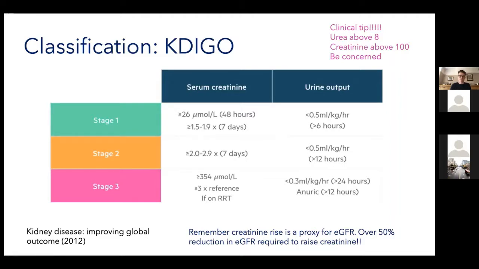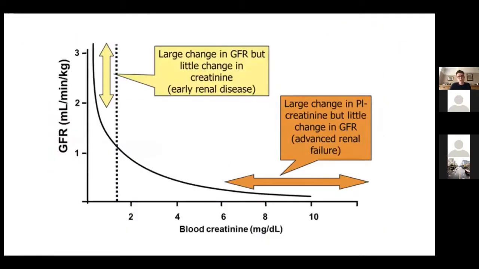In terms of creatinine, creatinine is a proxy for glomerular filtration rate. And it's important to remember you actually get a 50% reduction in eGFR before you see that rise in creatinine. So you're getting huge loss of renal function before you actually see any change in the creatinine. So just to emphasize that point, you want to pick these patients up early and quickly and save any potential organ damage, because by the time you pick them up, you've probably already lost over 50% function.